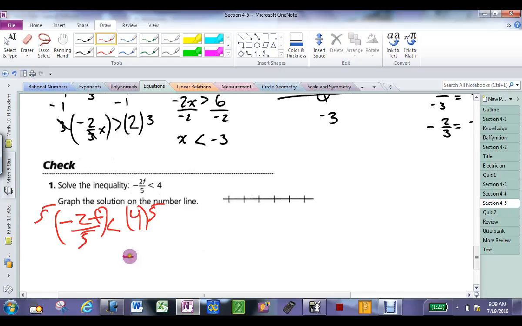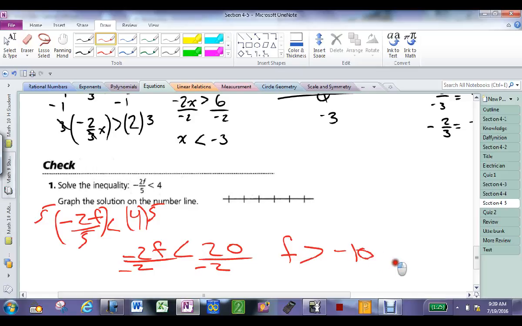That is -2. Whoopsies. Nope. How do you erase it? Just flip it over and erase. 20. So that's just F. Then graph it. Yep, -10. And it's a circle, and it goes that way.